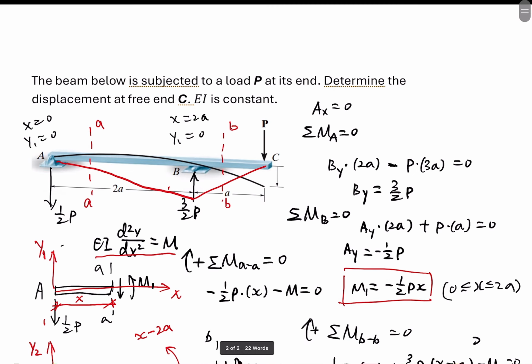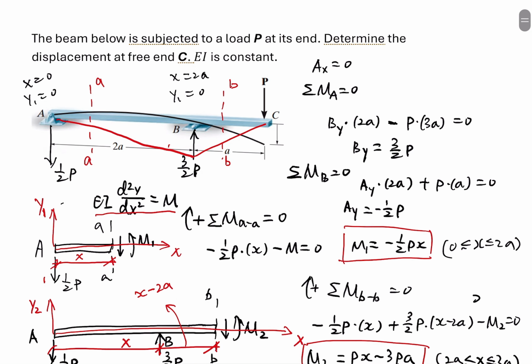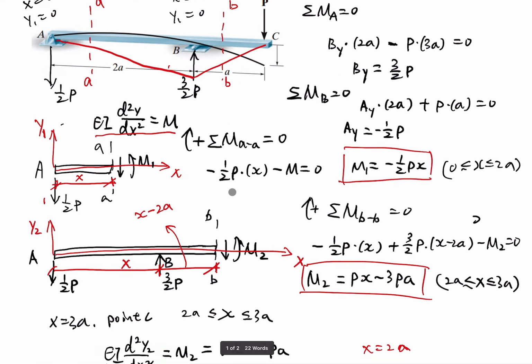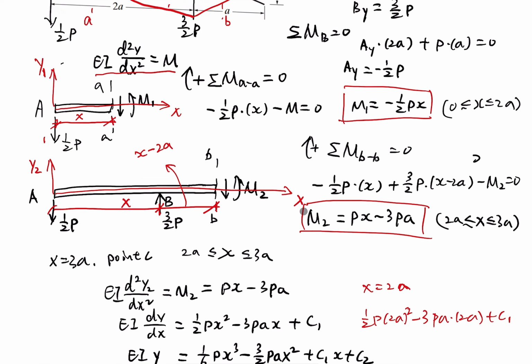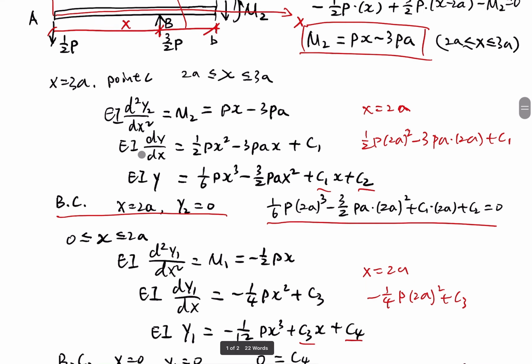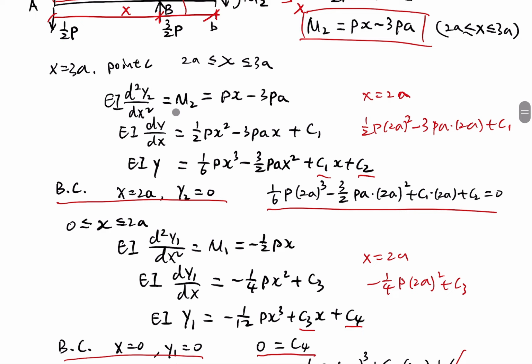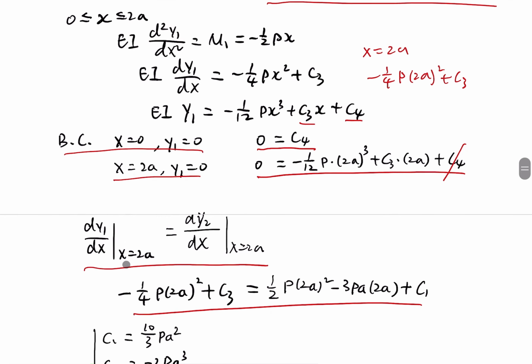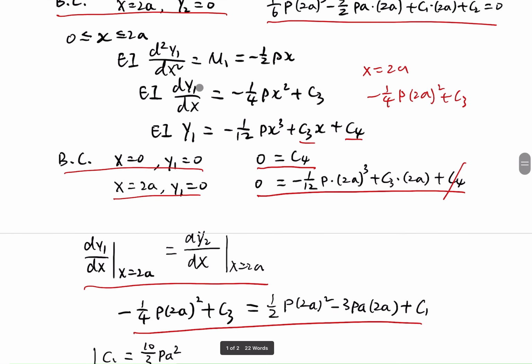So the idea is quite straightforward, but it takes a while to come out with these equations by using the double integration method. First of all, we come out with the equations for the bending moments. We need two equations, one for AB and the other one for BC. So we have M1 and M2. After we have M1 and M2, we apply this equation. We do double integration on these two equations.